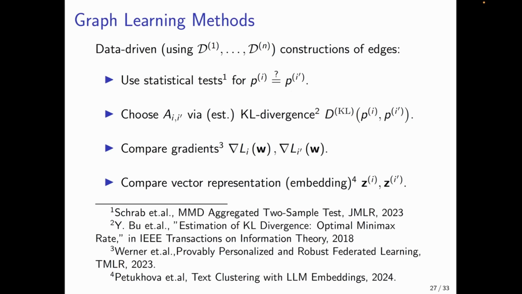We can then also use some measure of distance between probability distributions, like the KL divergence, to choose the edge weight. We use the KL divergence between the empirical distributions, because the actual distributions we typically don't know. Or we can use the gradients of some deep neural network evaluated for a given model parameter. You could interpret gradients also as a way to translate a local data set into a vector. And if these vectors are similar, you say, okay, there should be an edge with a large edge weight between these two nodes.